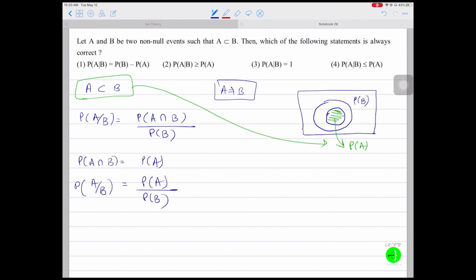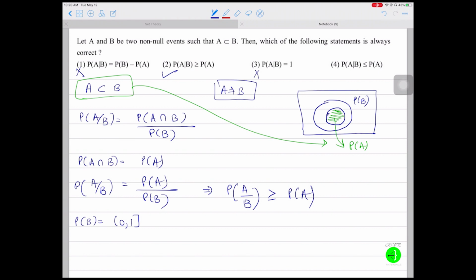Clearly we know it's not option 1 because probability of A given B is not probability of B minus probability of A. One thing to note is probability of B is between 0 and 1 inclusive. So we know that we are dividing the probability of A by a number smaller than 1. So we can say that probability of A given B is always greater than or equal to probability of A. So the second option satisfies this condition.